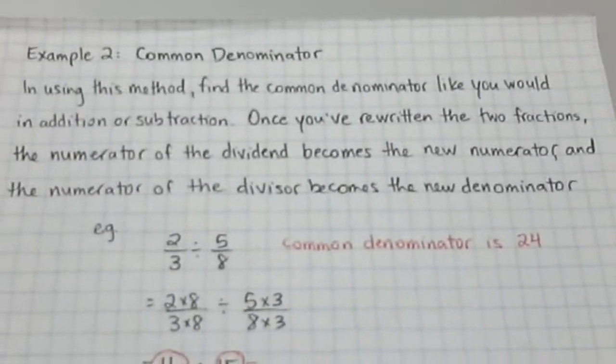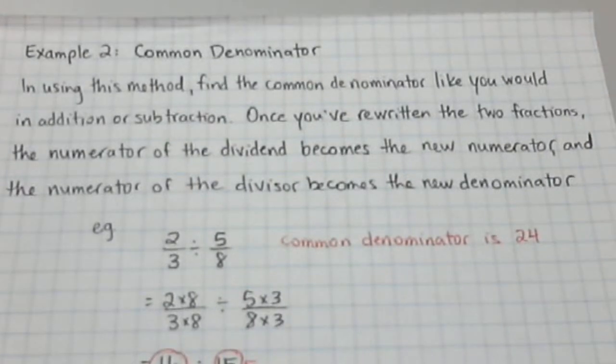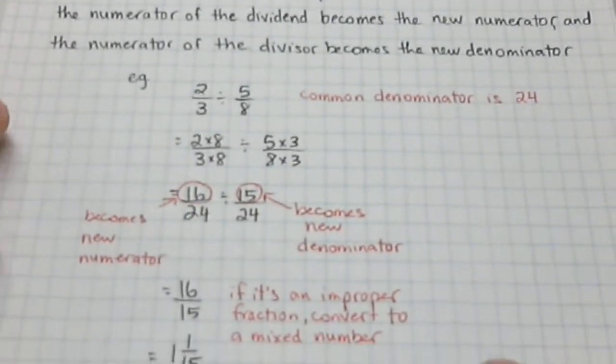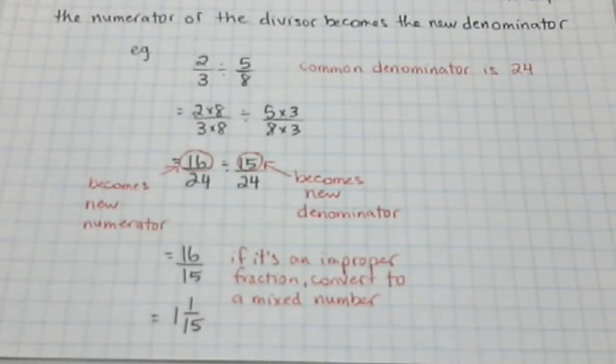The next method that we use is called the common denominator method. In using this method, you find the common denominator like you would in addition and subtraction, and then once you've rewritten the two fractions, the numerator of the dividend, which is the first number, becomes your new numerator, and the numerator of the divisor, which is the second number, becomes the new denominator. Okay, so I have this example here of 2/3 divided by 5/8.